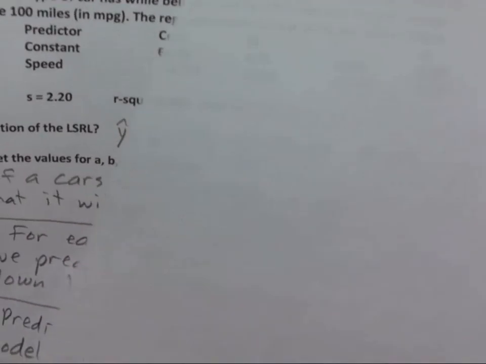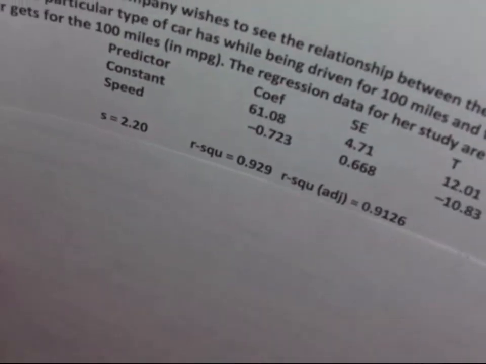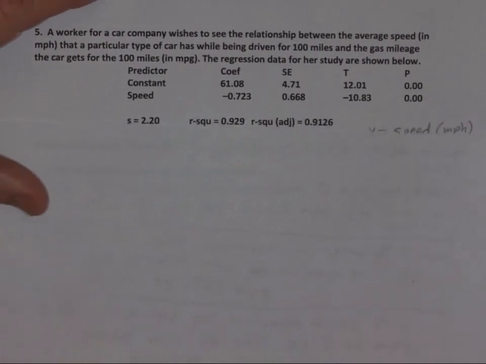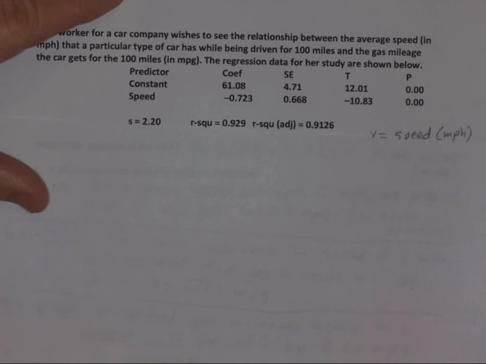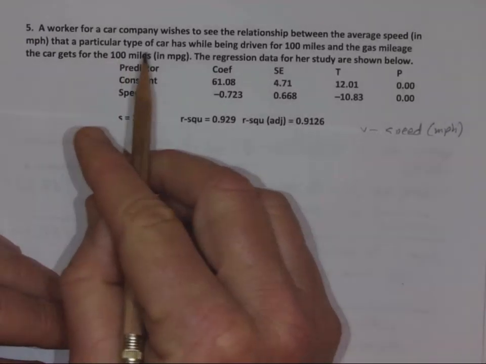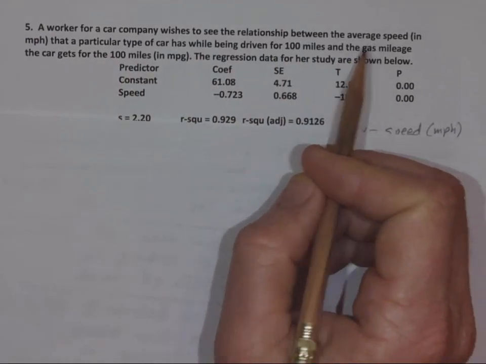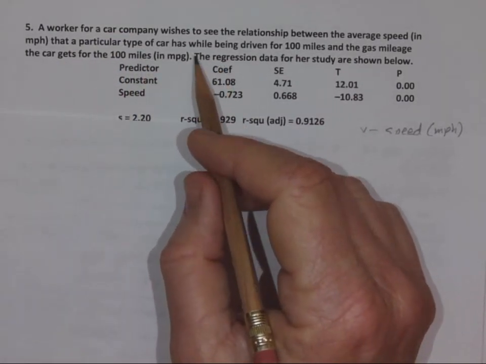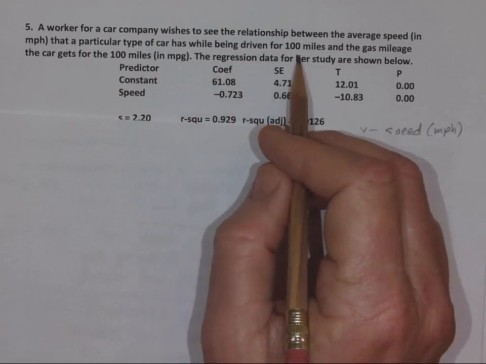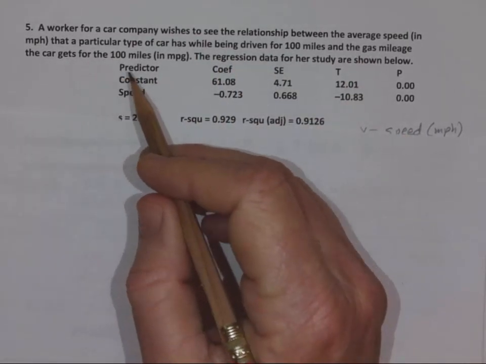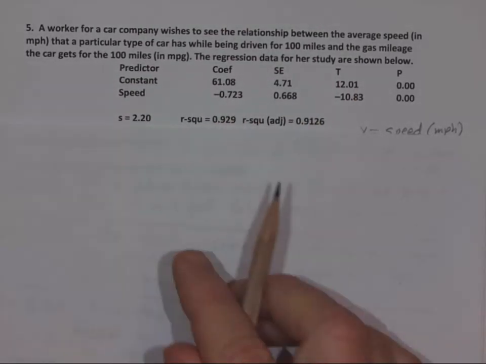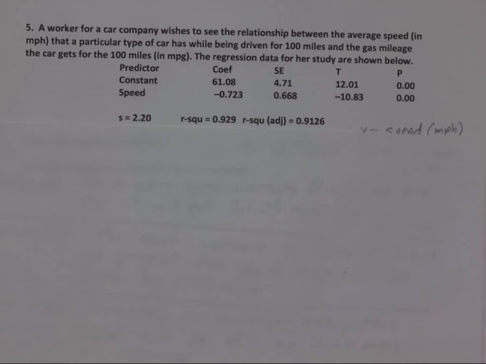Okay, now please don't be too distracted by the calculator work. Here's the main thing you need to be able to read and do, and that is with the computer printout. This context says a worker for a car company wishes to see the relationship between the average speed in miles per hour that a particular type of car has while being driven for 100 miles and the gas mileage that it gets for the 100 miles. And so the regression data for the study is shown below. Here is our computer printout which you have to be able to read.